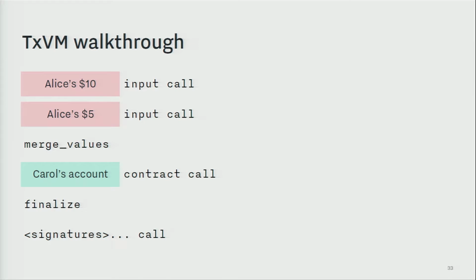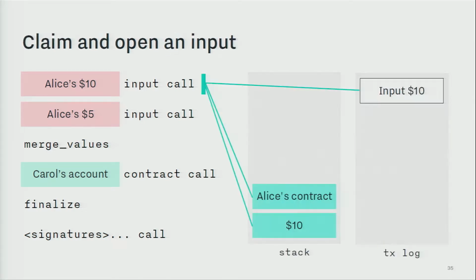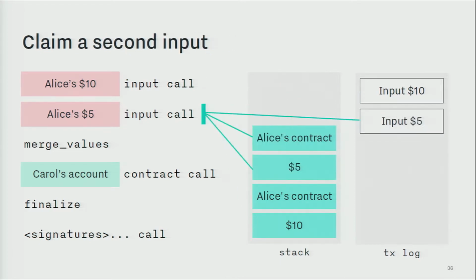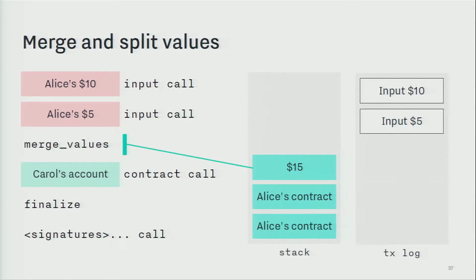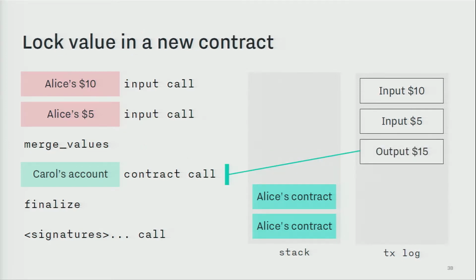I'm going to click through really quickly an example of a TxVM transaction. If you want to go into more detail, you can look at our white paper, our blog post, and our documentation. This is an example transaction. You take in a $10 value from the UTXO set, so Alice's $10. You take in maybe another input, Alice's $5. You run some operations, in this case you merge the $10 and $5. And then you create a contract, such as a contract binding a value to Carol, and you call the contract with the $15 value, which outputs that amount to Carol.